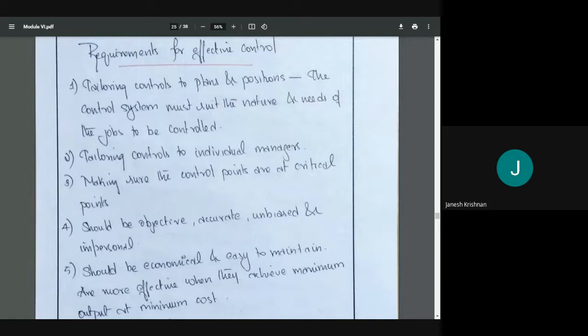Then the control should be objective, accurate, unbiased and impersonal. There should be no personal feelings involved.